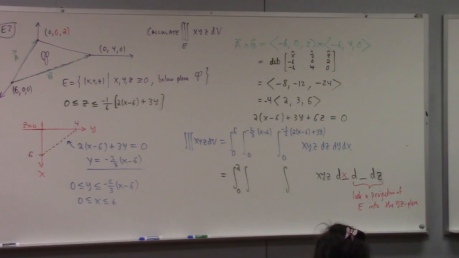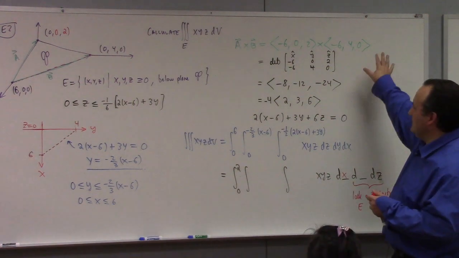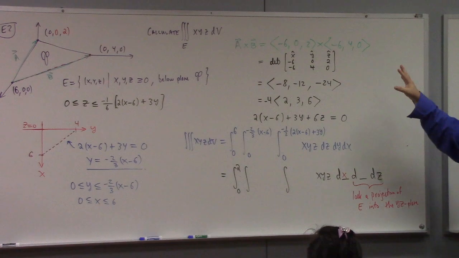Right? And I say projection of E, but really the projection of E here boils down to the projection of the plane P. So what does that look like here? Can I erase the cross product? I don't think we need that anymore.